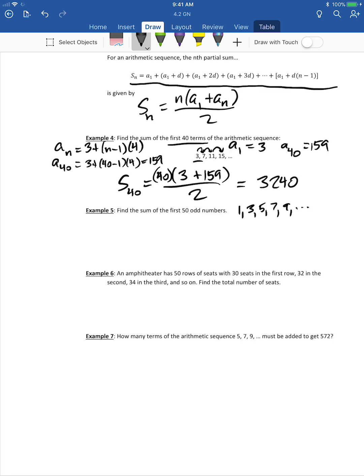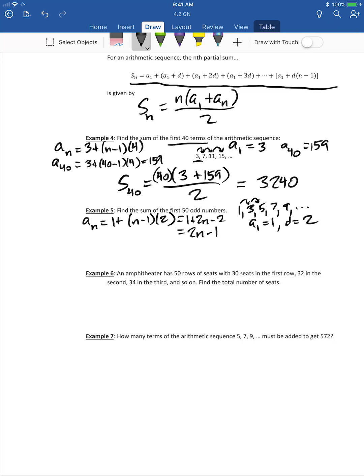My first term is 1. My common difference is I'm adding 2 each time. So my nth term is 1 plus n minus 1 times d. And if I simplify this, 1 plus 2n minus 2, this is 2n minus 1. How interesting, but not entirely coincidental, that this matches that formula for the odd numbers that we came up with in the first section. The sequence of odd numbers is a sub n equals 2n minus 1.